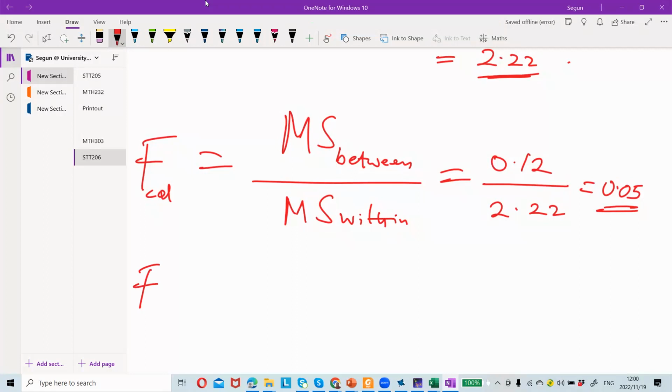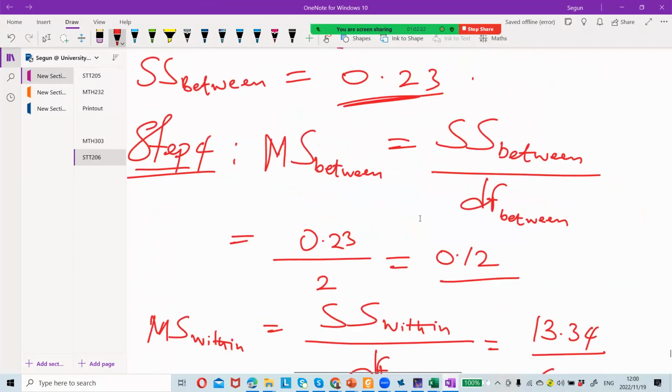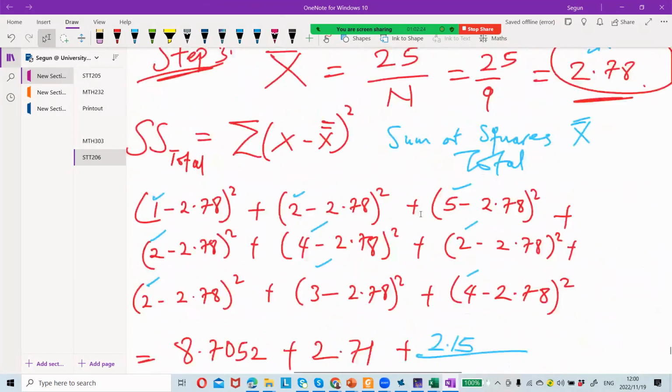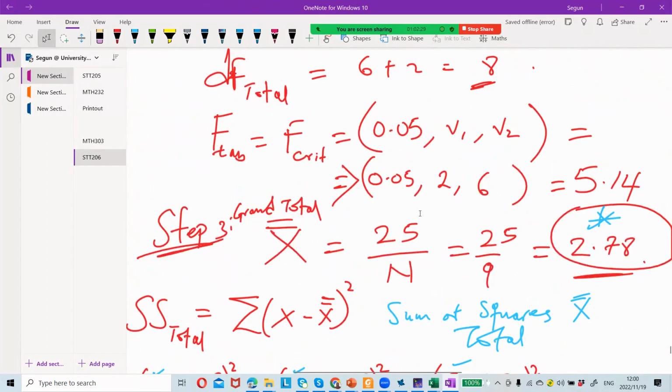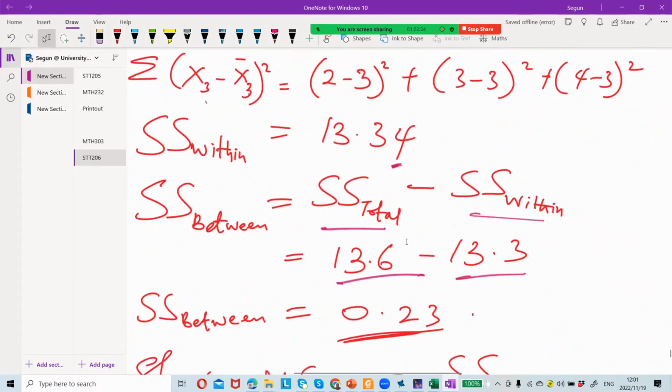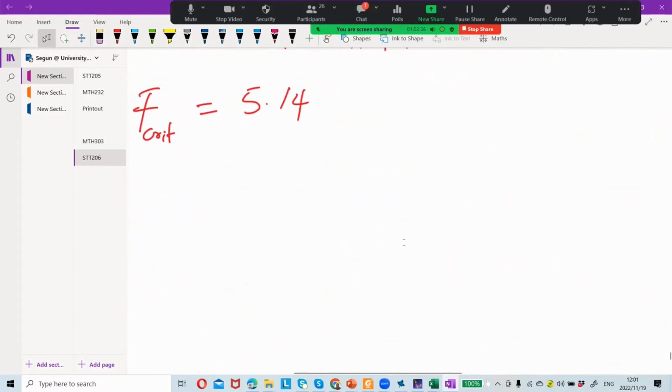Now, the F critical, which is the one we check on the table, is equal to 5.14, right? Do you still remember? Check your step 2. Step 2 is 5.14.